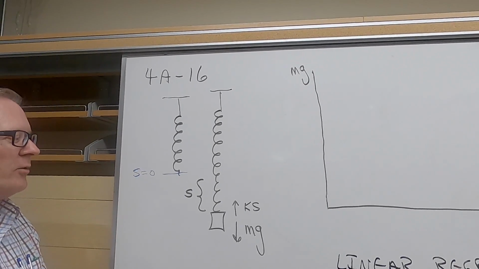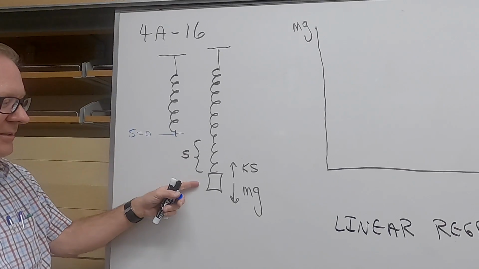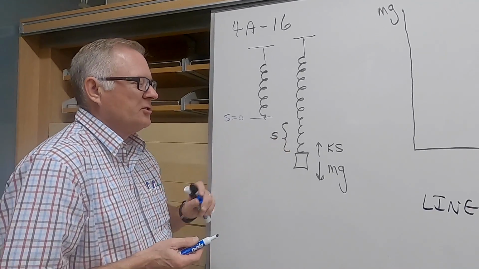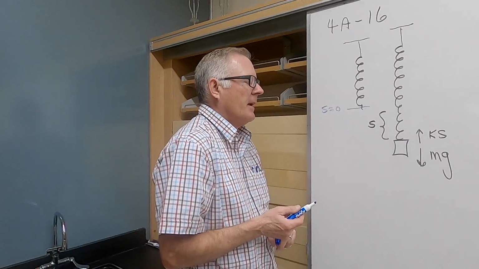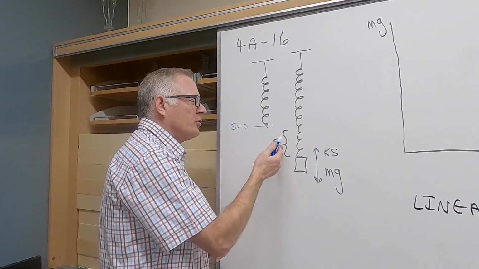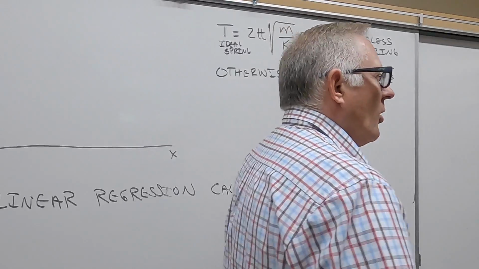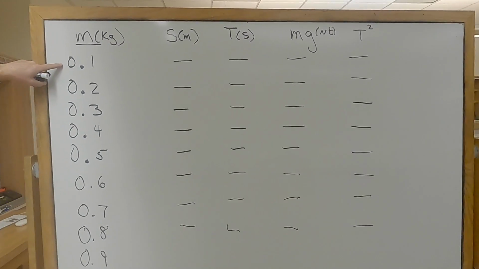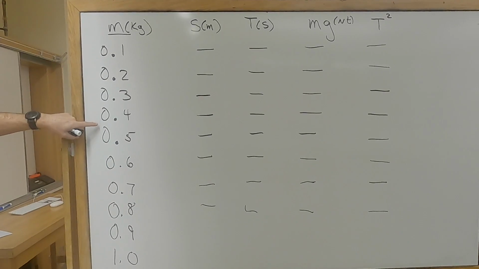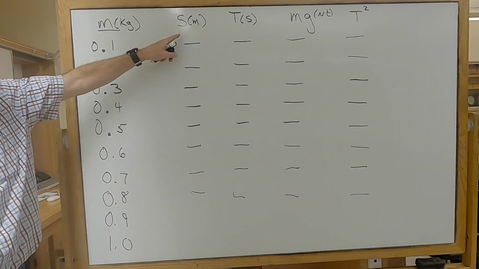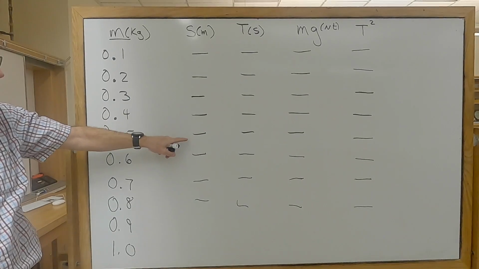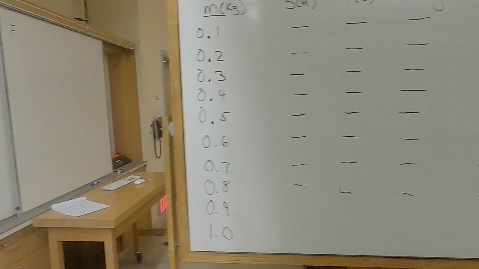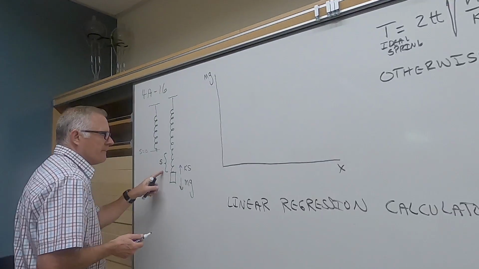Then we're going to put selected weights onto the spring, and we're going to measure how much it stretches down right here. We're going to put 0.1 kilograms, see how much it stretches, 0.2, 0.3, 0.4, 0.5, all the way down to 1. And this will tell me how much it stretches from the equilibrium. We want that in meters. So we're going to get that s right there.